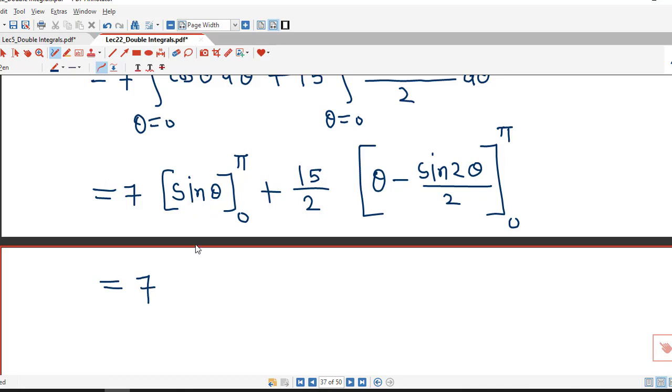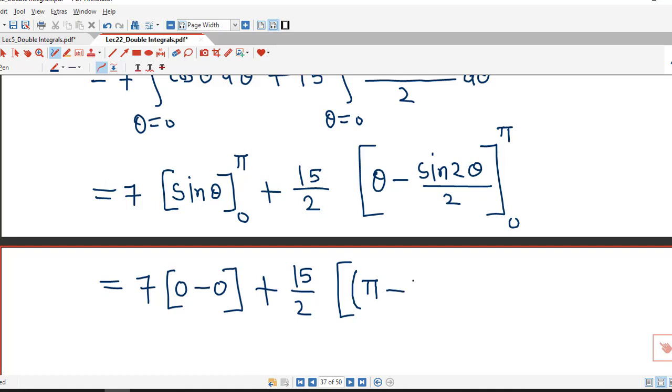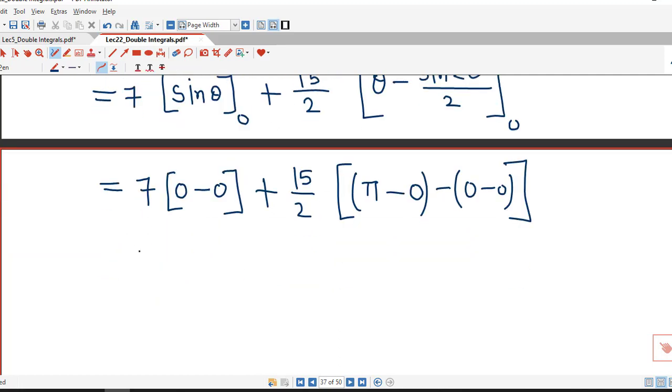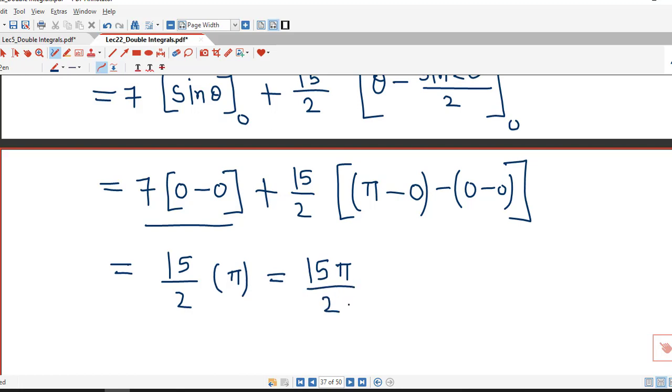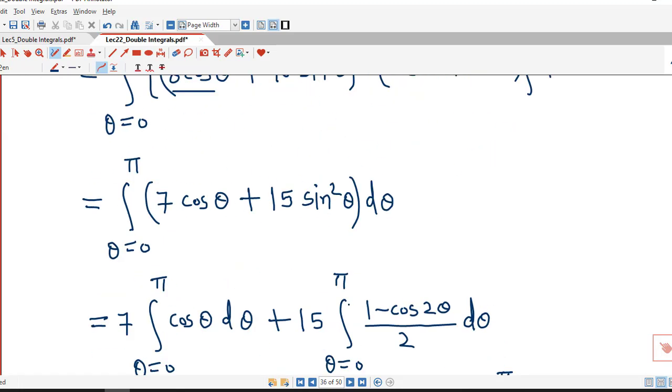So here sin pi, upper limit for theta is pi, sin pi is 0, minus sin 0 is 0. So this becomes 0. 15 by 2 times, upper limit for theta is pi, minus sin 2 pi, that is also 0, minus lower limit for theta is 0. So 0 minus 0. So this is going to be 0. Here we have 15 by 2 into pi, so it is going to be 15 pi divided by 2. So this is the value of the given double integral.